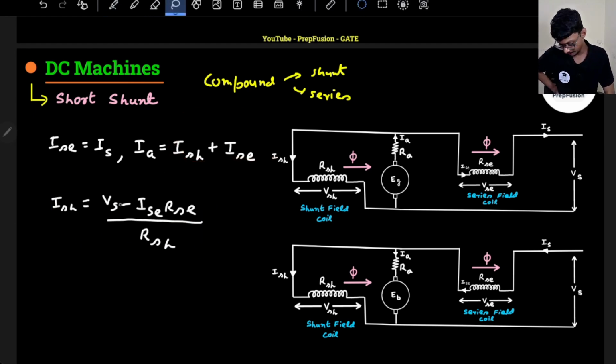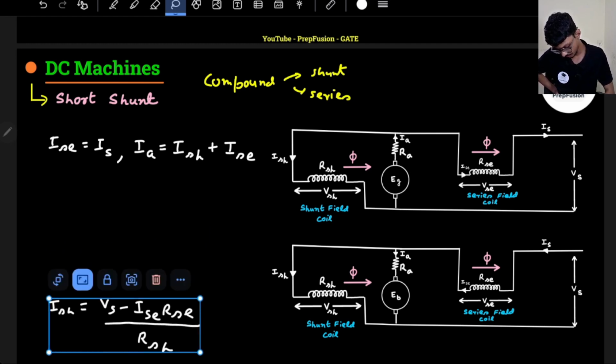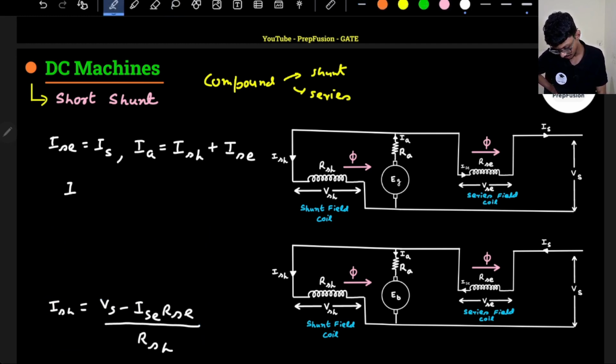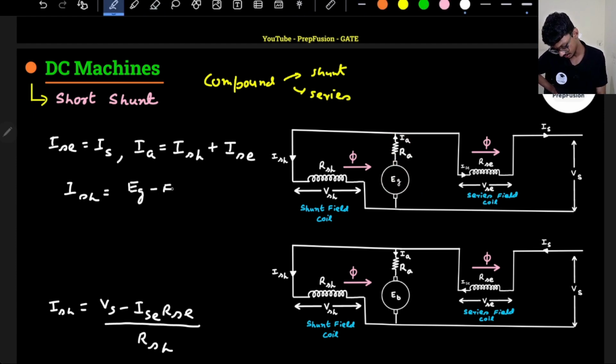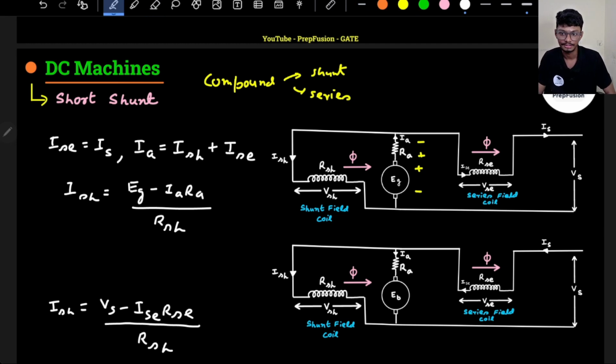One slight mistake, because this ISH is for the motor actually, but for a generator what will happen? For a generator I will write in terms of EG, the developed voltage, right? So it will be EG because this extra drop will be there. So the overall voltage will be EG minus IRA, because this will develop the voltage like this, current will leave from the positive terminal and the drop across the RA will be like this, so it is opposite, right? So it is EG minus IRA divided by the shunt resistance RSH. So this is how you will find out the shunt current, right?